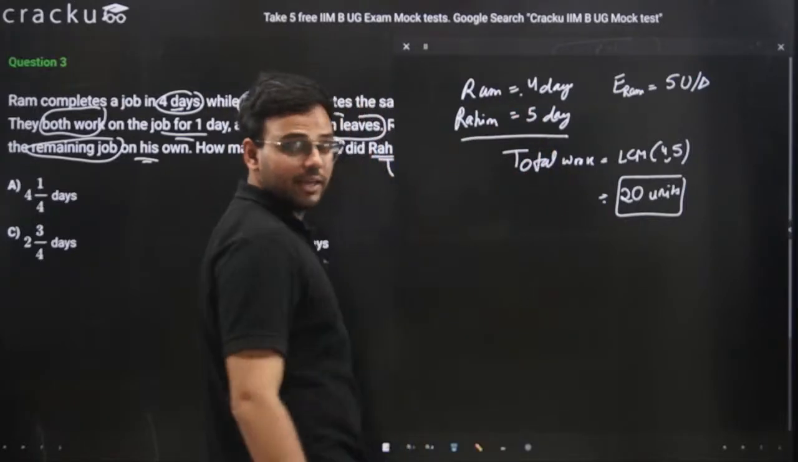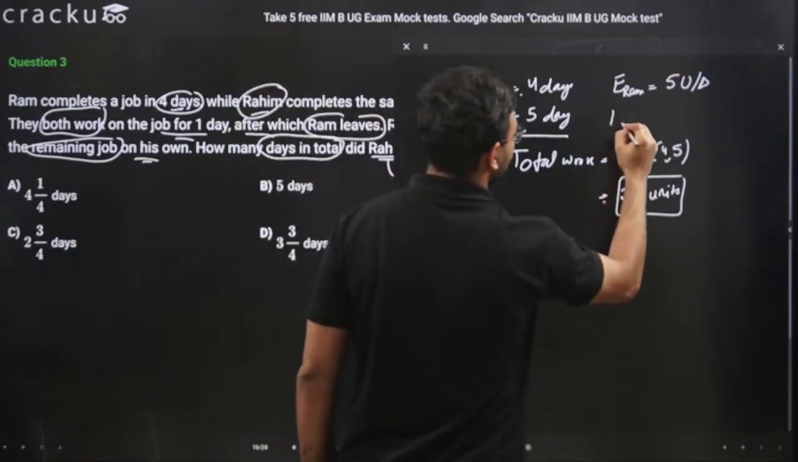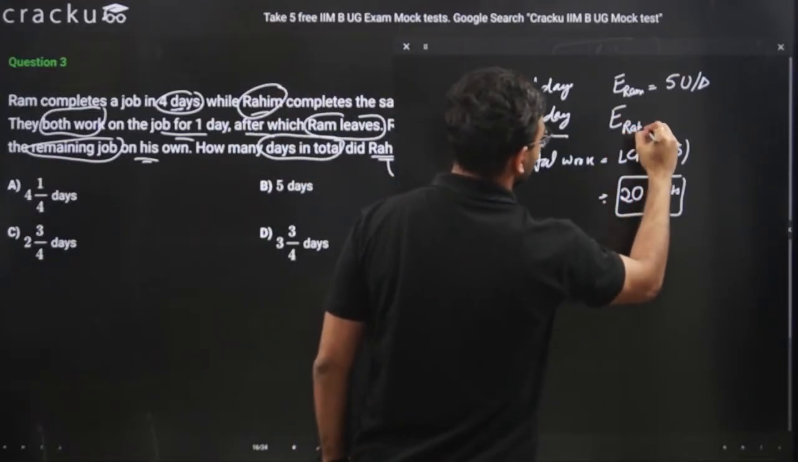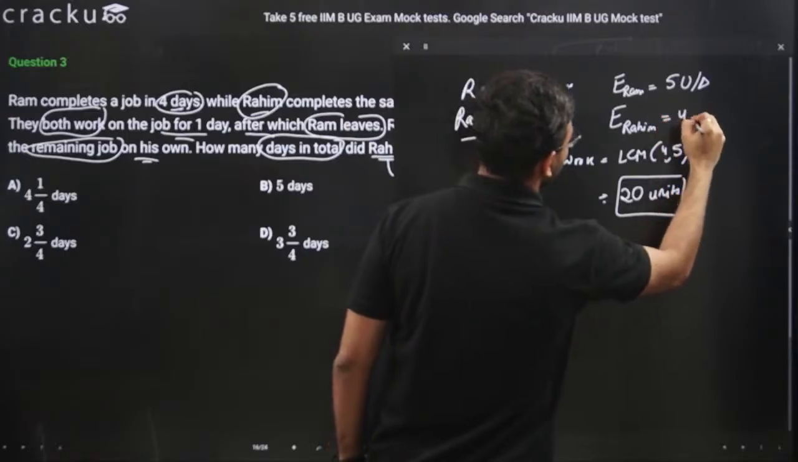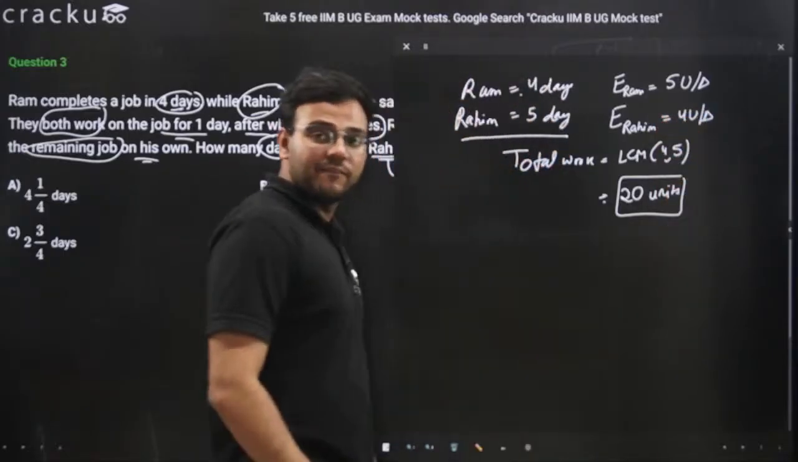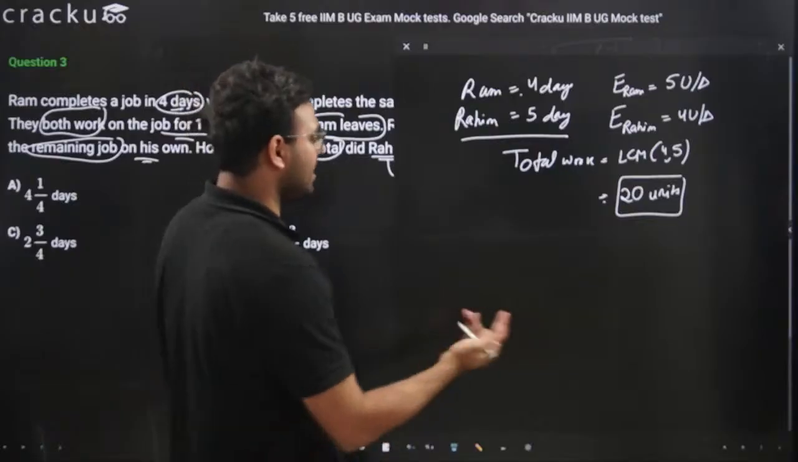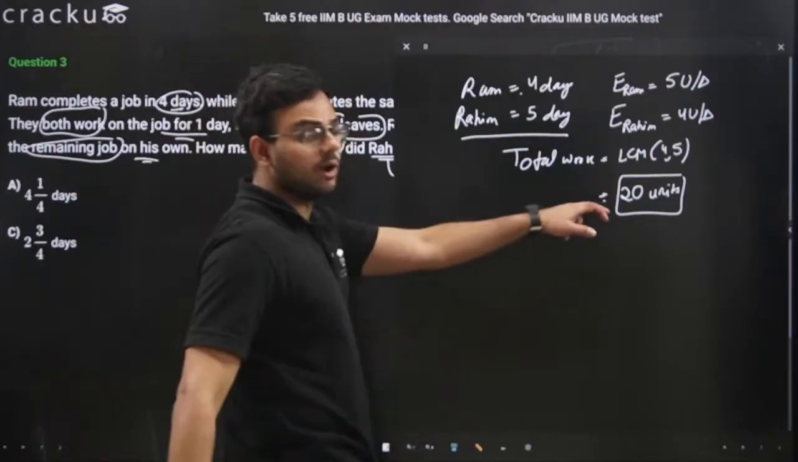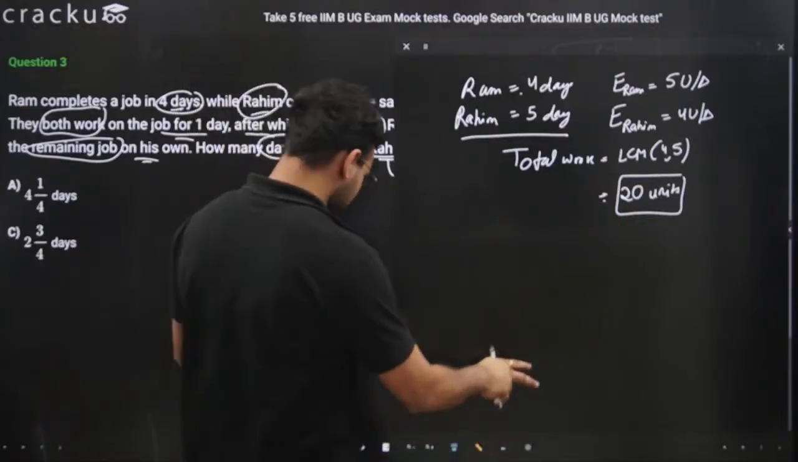Rahim is taking 5 days, doing 20 units, so efficiency of Rahim will be 4 units per day. So we have the efficiency of Ram, we have the efficiency of Rahim, and we can easily solve this question. We also have the total work which needs to be done, which is 20 units.